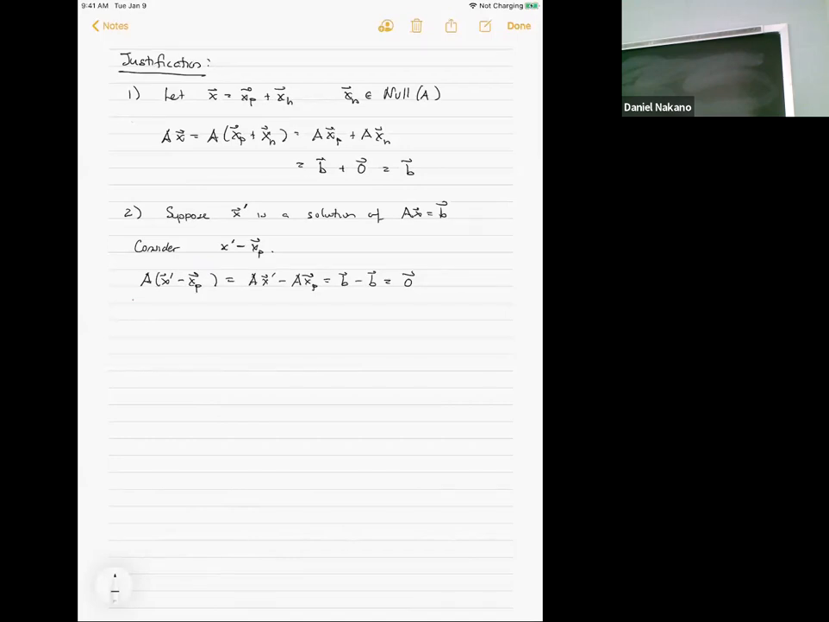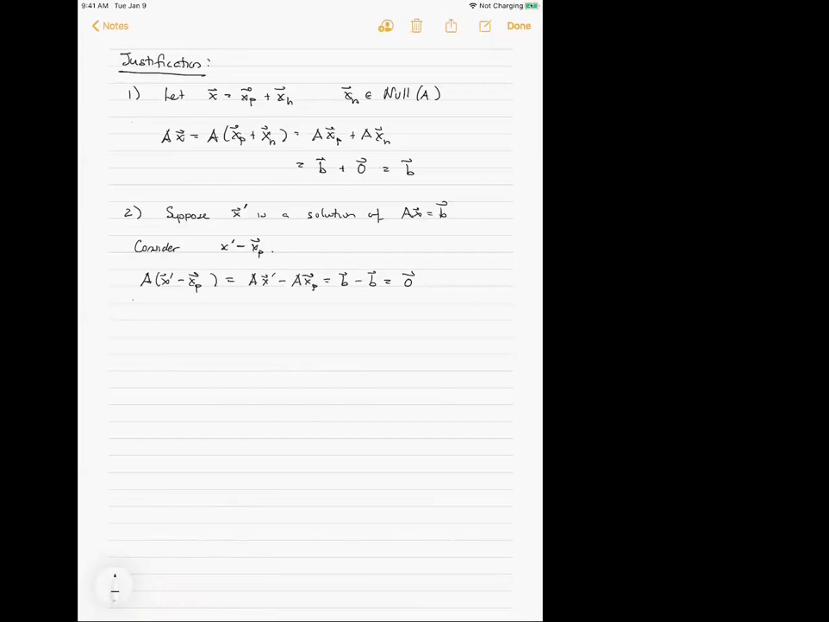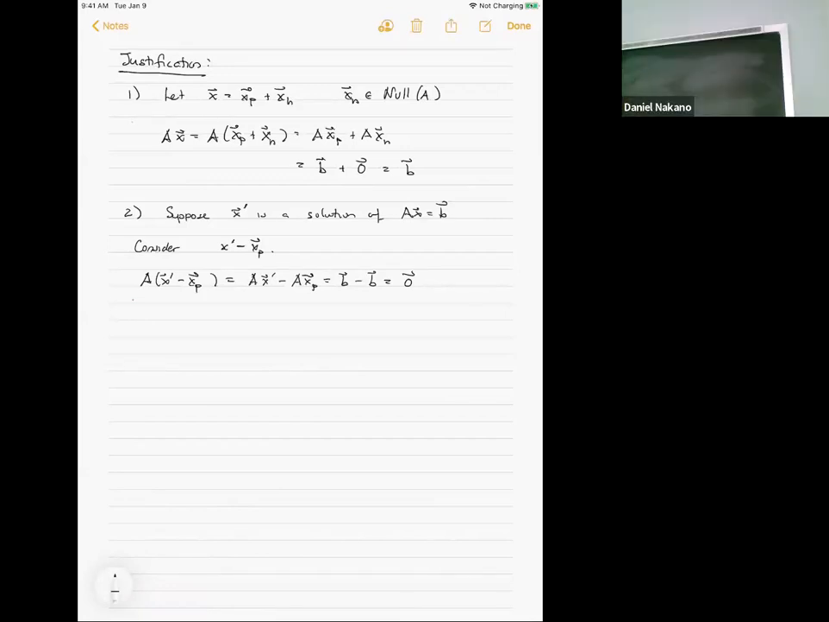What does that say about it? It's a solution of what? Anyone? Anyone from the other end? What have I just shown here? I've shown that A times something is equal to 0. So that something is a solution of what? A null space? Yeah, that's going to be in the null space, right?